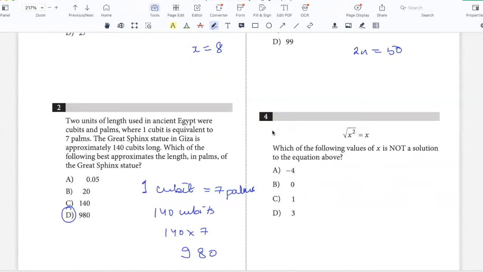Which of the following values of x is not a solution to the equation above? So that would have to be the negative value, because the square root of minus 4 squared would be the square root of 16, and that would be taken as plus 4, right? So it would not be negative 4. So the negative value is not a solution.